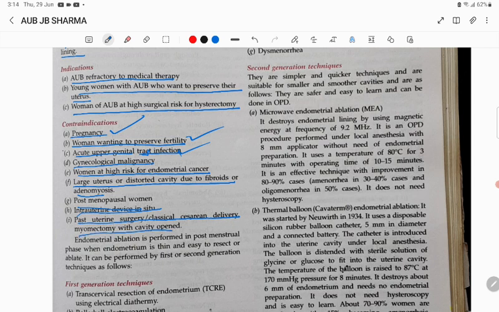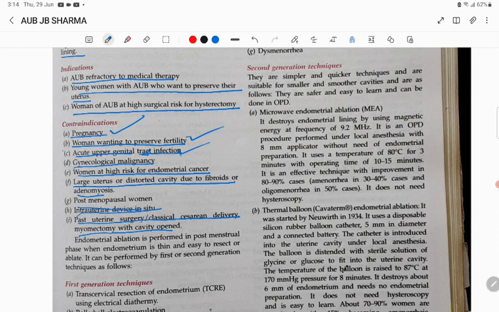To summarize, the indication of endometrial ablation is AUB refractory to medical therapy in women who are high risk for surgery and want to preserve their uterus. It is contraindicated in pregnancy, women wanting to preserve fertility, active genital infection, gynecological malignancy or high risk for endometrial cancer, large uterus with distorted cavity due to fibroid or adenomyosis, postmenopausal women, intrauterine device in situ, and history of surgery such as classical cesarean section or myomectomy.